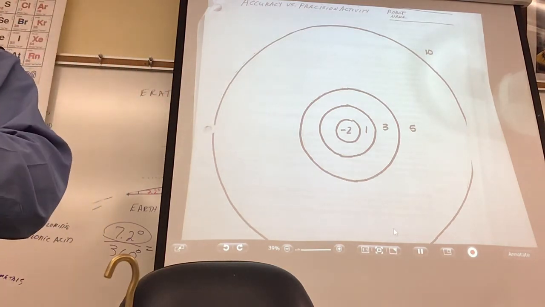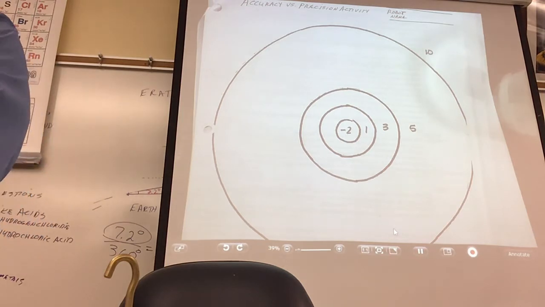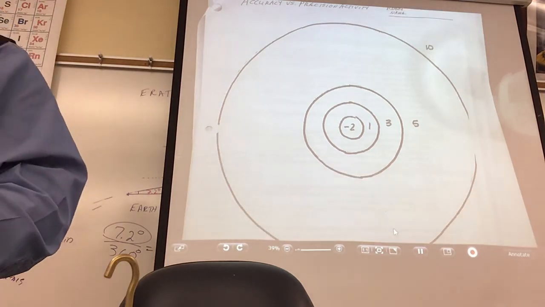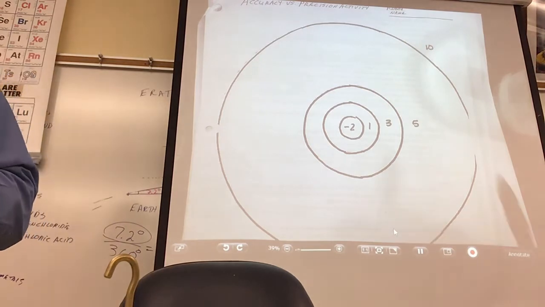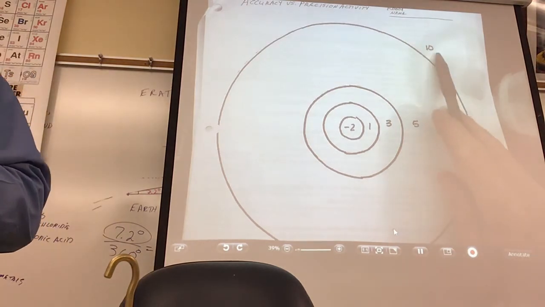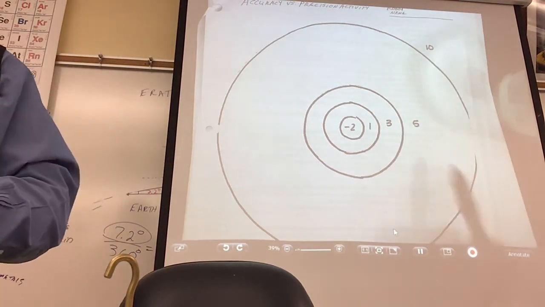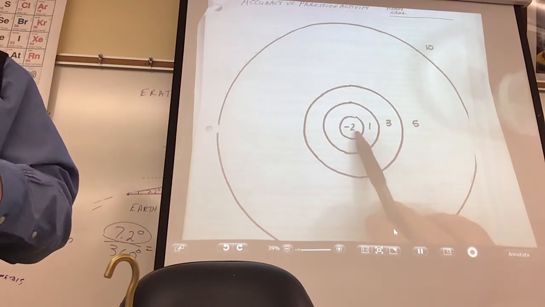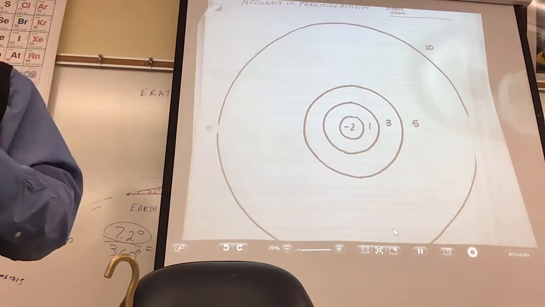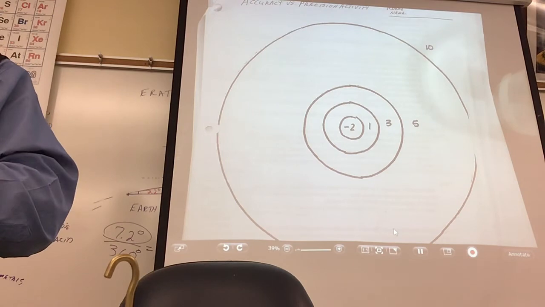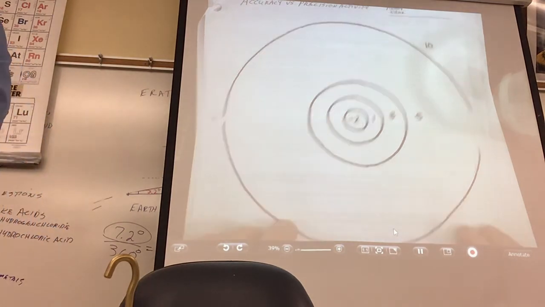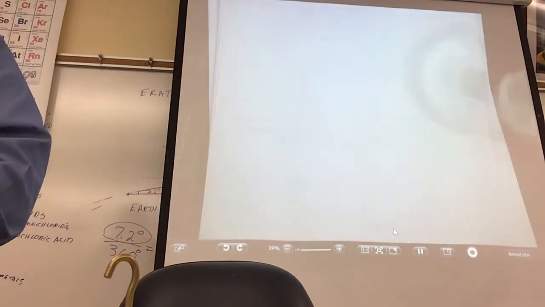And so, even though I modified it a little bit, what they did is they drew the bullseye, and notice that they decided that would be 10. If it's outside here, it's 10, 5, 3, 1, and minus 2. And it's just like golf. In this case, the lowest score is going to be one of the best ones. But they want to combine accuracy and precision. So look on the back here.